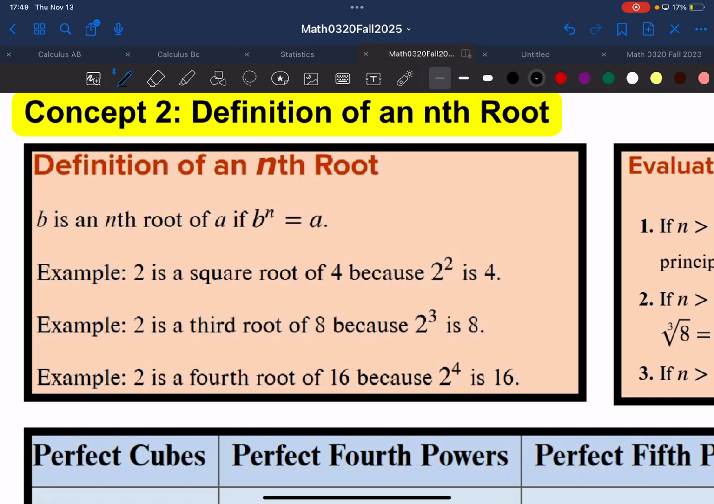Remember, these are the same as saying 2 times 2. This is the same as saying 2 times 2 times 2. And then this one's the same as saying 2 times 2 times 2 times 2. Okay, that's what those exponents are telling us to do. They're telling us to take that number and multiply it by itself that many times.